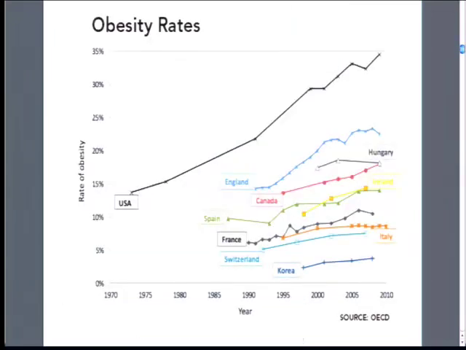So I showed this graph already too. This is the United States. We're up here at 30% of people are obese, which is kind of extreme. And then there's England and Canada closing in on us. Mexico is also up around 30%.